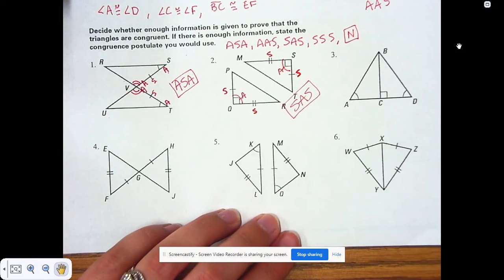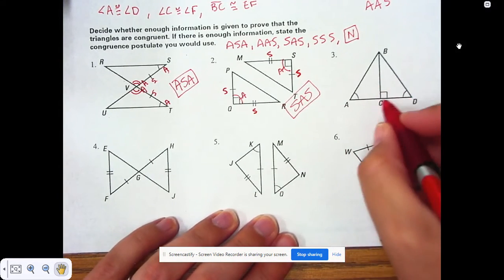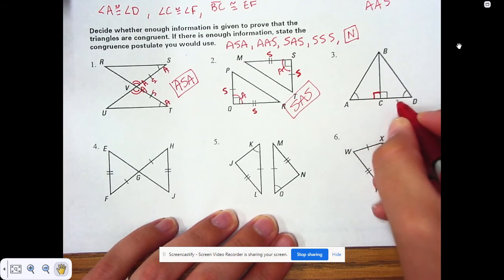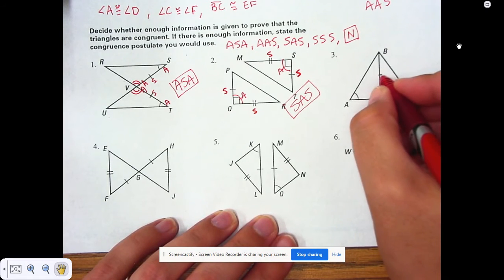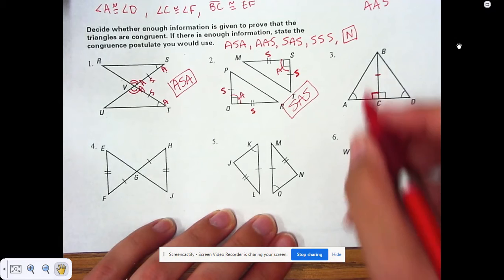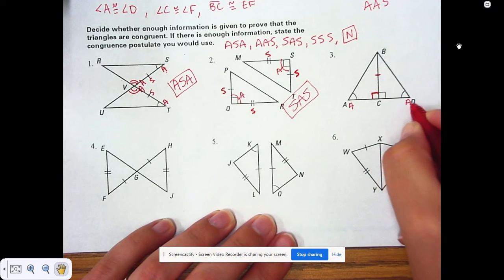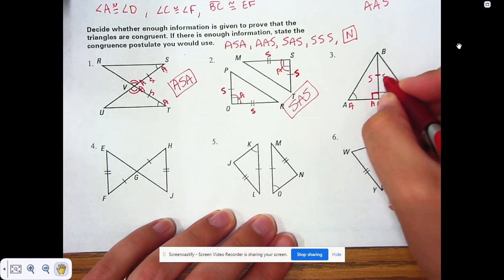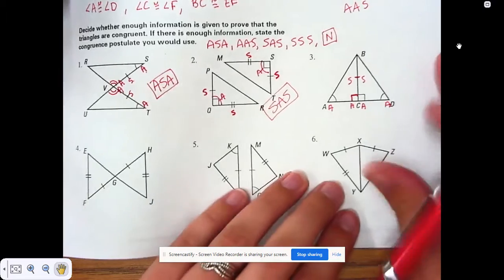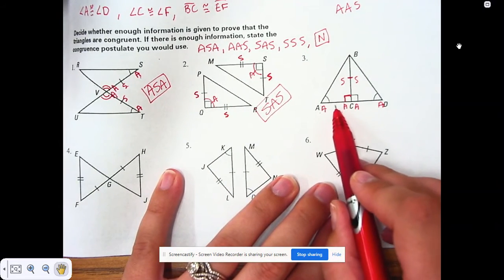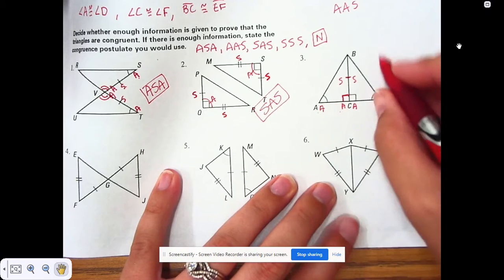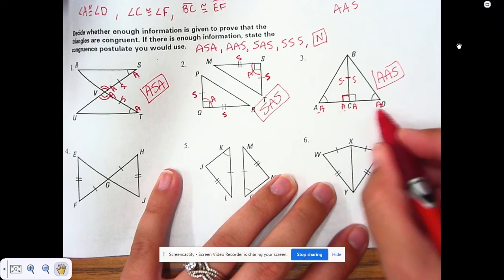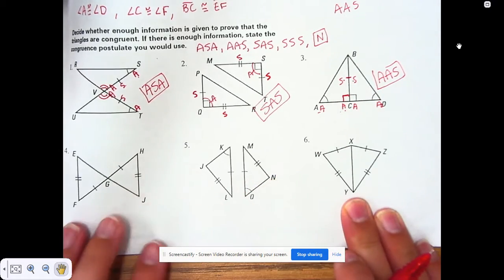Okay, let's check our work. So on number 3, remember if this is a right angle, so is its neighbor, because 90 plus 90 equals 180. And these have a shared side, so I'm going to mark that as well. So we have that this angle is congruent to this angle. This right angle is congruent to this right angle. And then their shared side is also congruent. So I have 2 angles and a side. This side is not in between the angles, so this would be angle, angle, side. Same pattern in both.